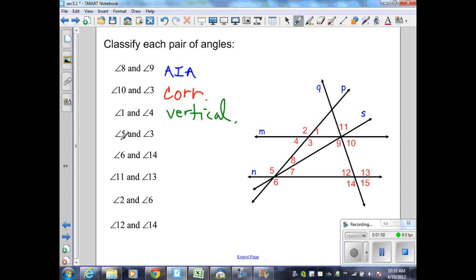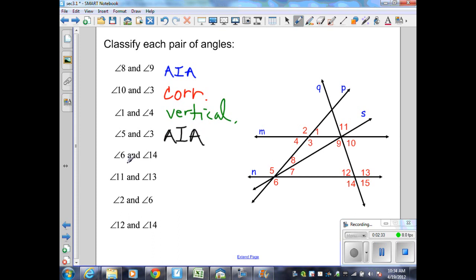Next, angle 5 and angle 3. Again, let's see if we can find a transversal. Here, my transversal would be line P. My other two lines would be N and M. Angle 3 and angle 5 are on opposite sides of the transversal. They're in between M and N, my other two lines. Therefore, angle 5 and 3 are alternate interior angles.